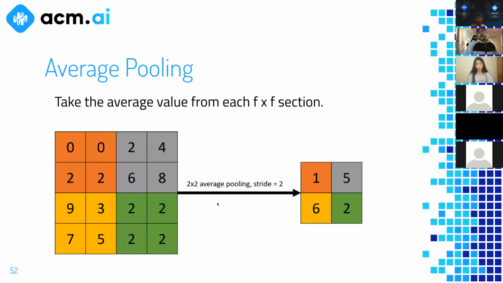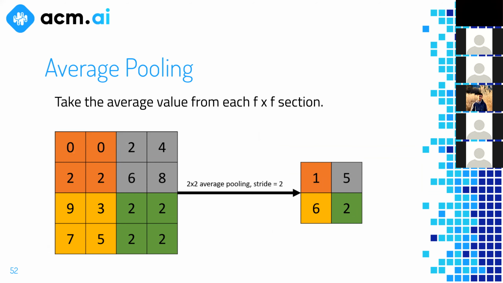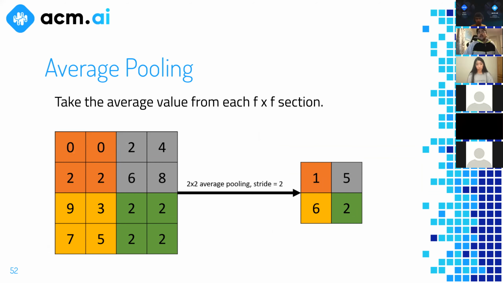So another way of doing this is average pooling. We talked about max pooling before, but we could also do average pooling. From each filter part here, we would do 0, 0, 2, 2, and we would take the average of this. Same thing here, we would move by 2 for each stride. We would start at 0, 0, 2, 2 on the orange, and we would go to the gray, the yellow, then the green.